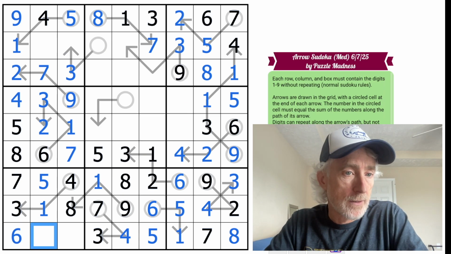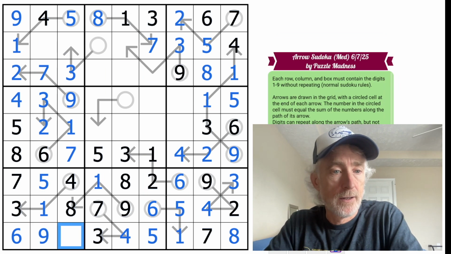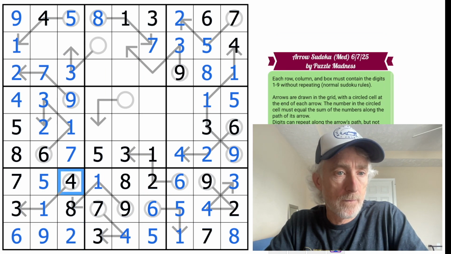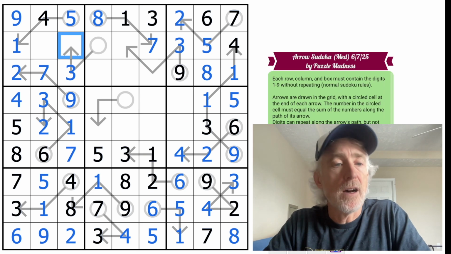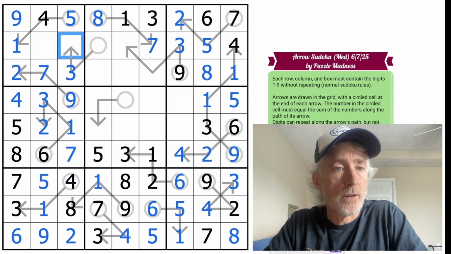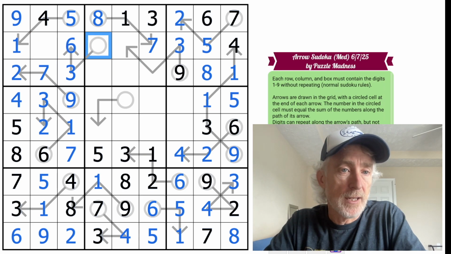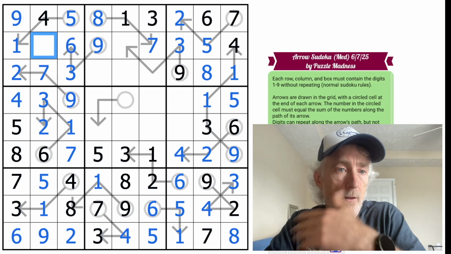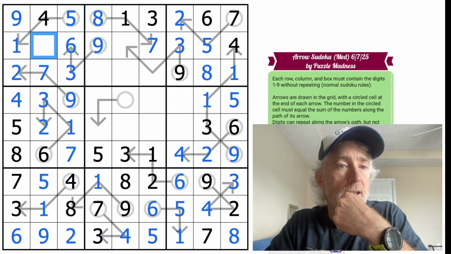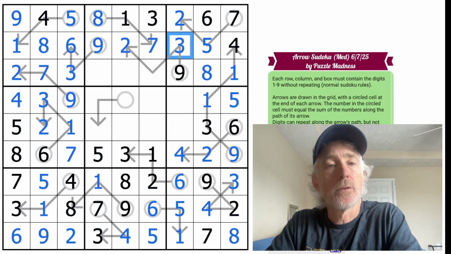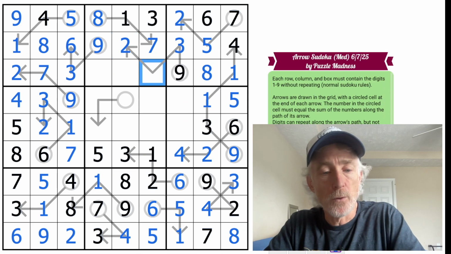We need a 9 somewhere here. It's got to go right here. And this is a 2. One number left in this column is 6. So 6 and 3 is 9. We need 8 right there. 2 right there. So 3 plus 2, we need a 4 here.